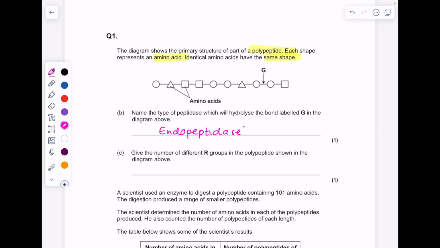Give the number of different R groups in the polypeptide shown in the diagram above. So really that means how many different amino acids do we have? 1, 2, 3, 4, 5. That's one amino acid type. That's the second amino acid type. Here's a third. I've crossed them out to make sure I've got them all. It's 3.